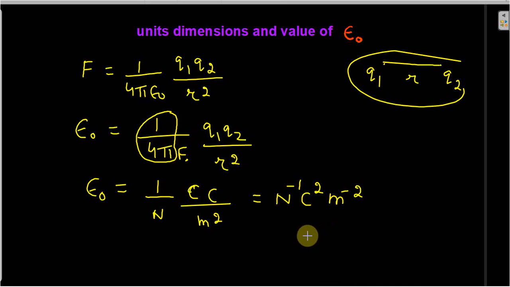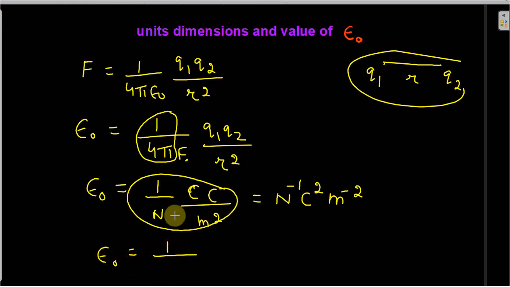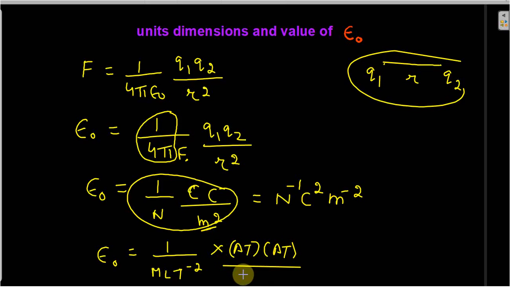Similarly, we can find the dimension formula. So what will be the dimension formula? We will use this expression to find it. What is the dimension for force? Newton is for force, so the force dimension formula is M L T to the power minus 2, and for Coulomb that is A T, current and time, and for distance it is L square.